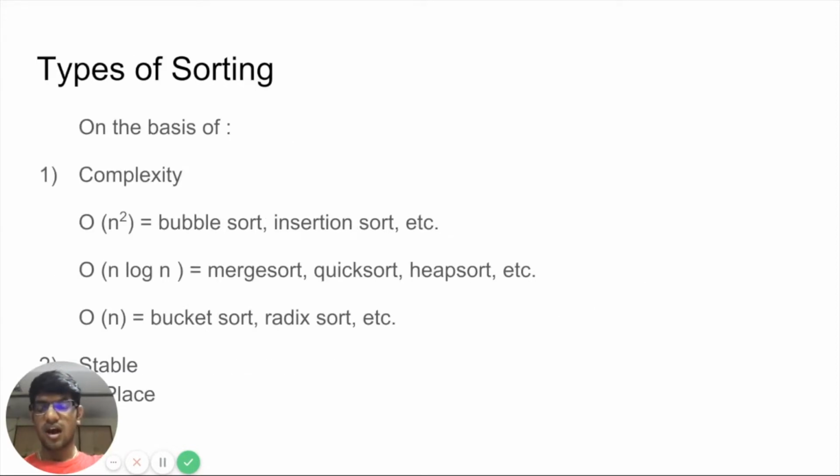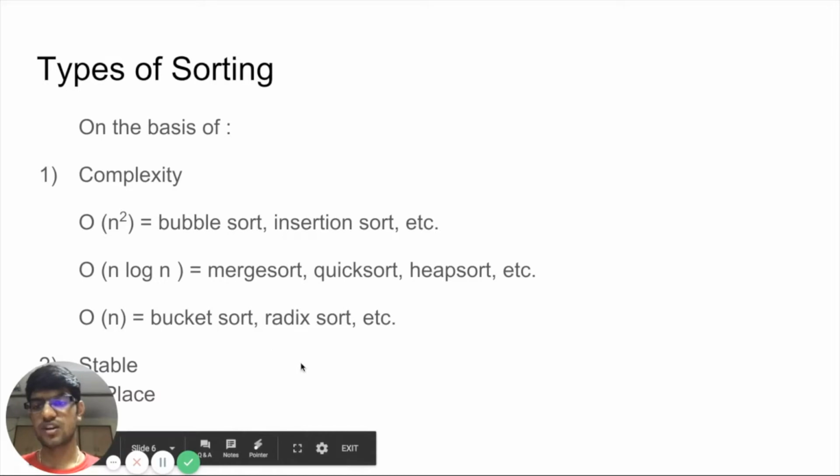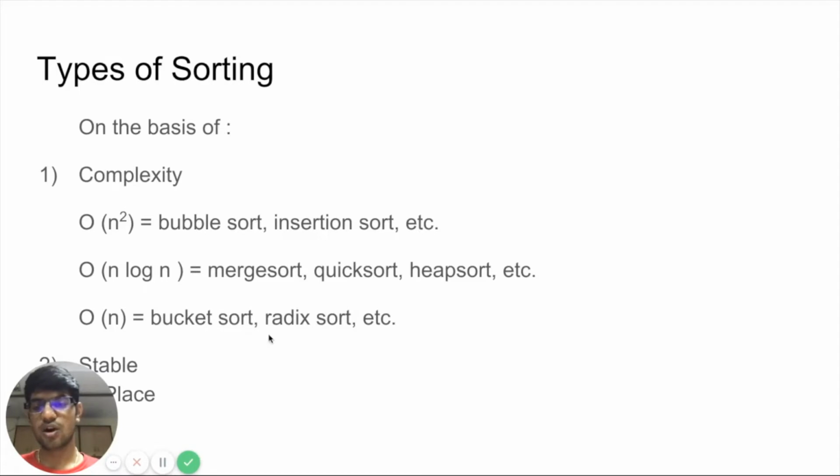Sorting algorithms can be distinguished on the basis of their complexity. For example, there are order n square sorting algorithms such as bubble sort, insertion sort, etc. Then, slightly better algorithms in terms of time are the order n log n algorithms, such as merge sort, that we'll be looking deep into in this presentation. Quick sort and heap sort are other such examples of order n log n sorting algorithms. Furthermore, there exist even order n algorithms for sorting, such as bucket sort, radix sort, etc.